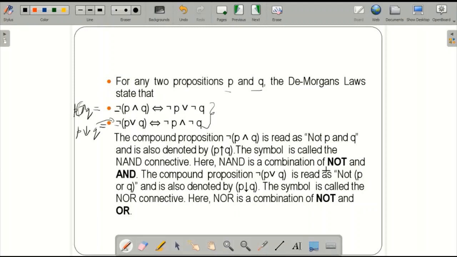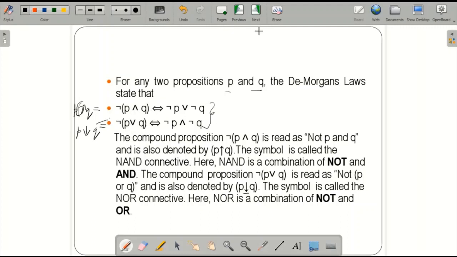Here NAND is a combination of not and and. The compound proposition negation of (P or Q) is read as not (P or Q), and is also denoted by this particular logical connective. This is the NOR connective we are going to use. Here NOR is a combination of not and or. So this is how we see the definition of NAND and NOR.